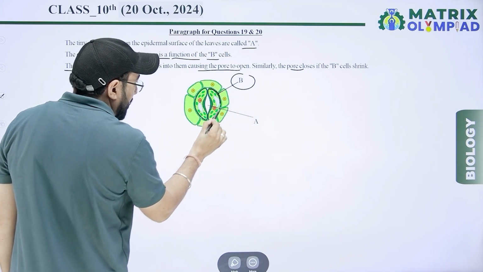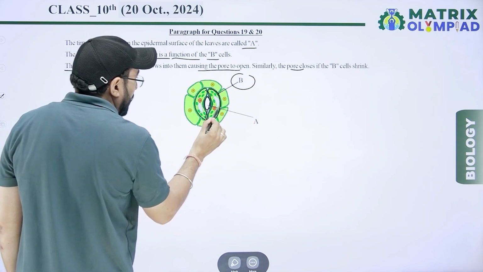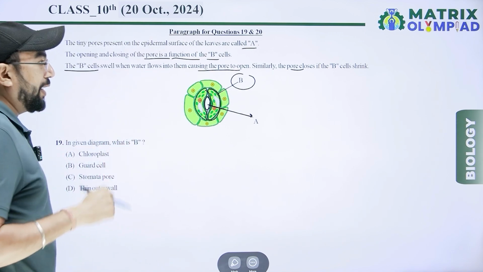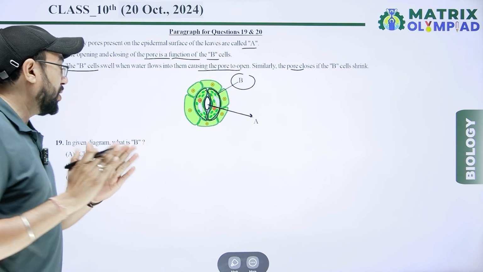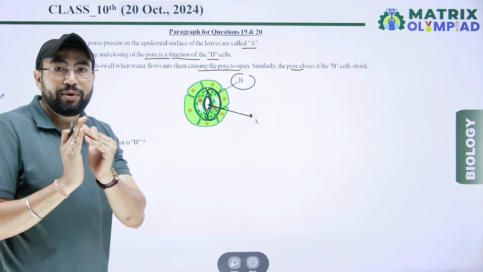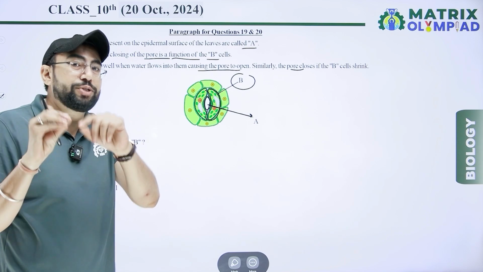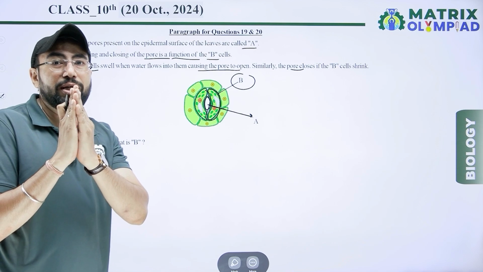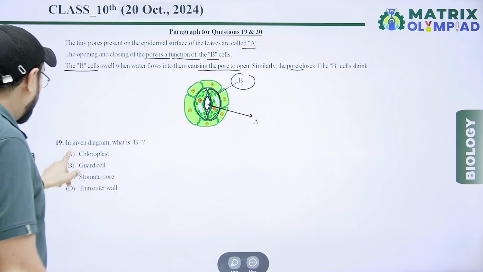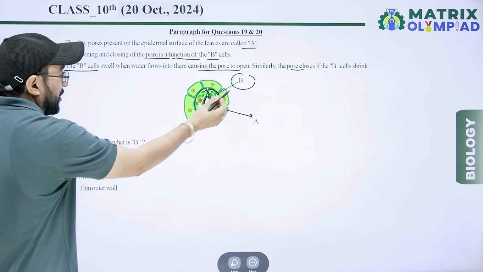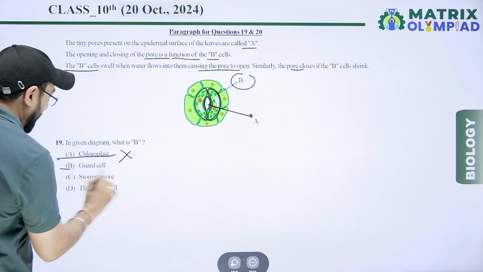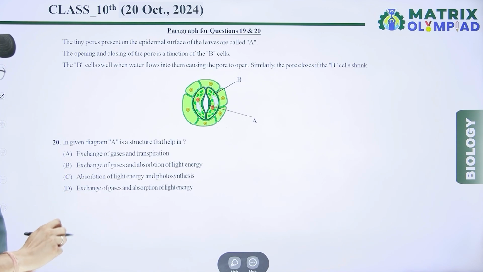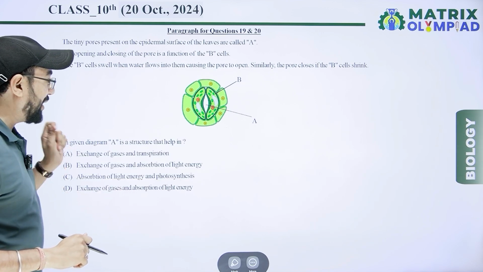This structure is the guard cell and this tiny pore is the stomata. In stomata, guard cells help in opening and closing, because when these cells swell up according to the osmosis process, the swollen condition shows open stomata and shrunken shows closed stomata. In the given diagram, B is the guard cell. Chloroplast? No. Guard cell, right. Option B is correct.